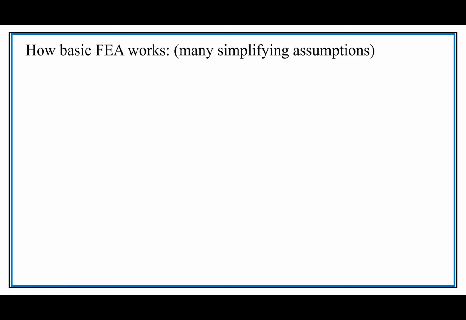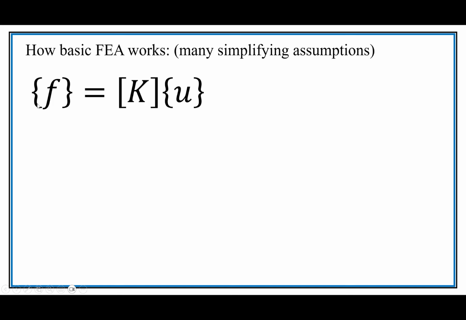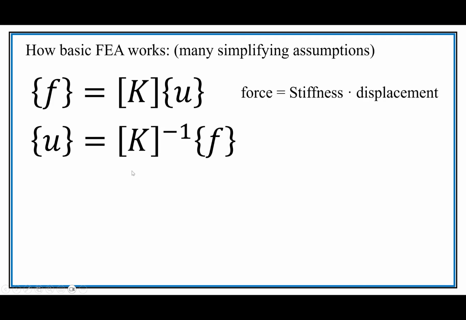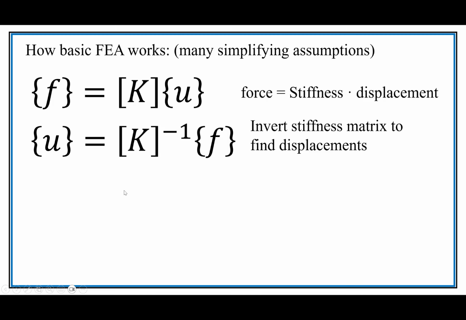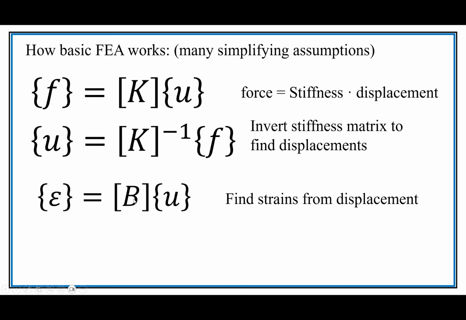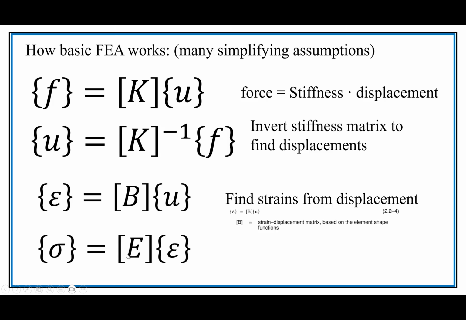So this is basically how FEA works, right? With a lot of simplifying assumptions that we're going through here, where I've already mentioned F equals KU, right? Force is equal to stiffness times displacement, and we invert the K matrix to be able to get the displacements and solve for it. Then we use what we find from the displacements, and we're calling that matrix B here, this relationship, to find the strains. B is often called the strain displacement matrix. And then we're able to find stresses from strains, which is just Hooke's law.